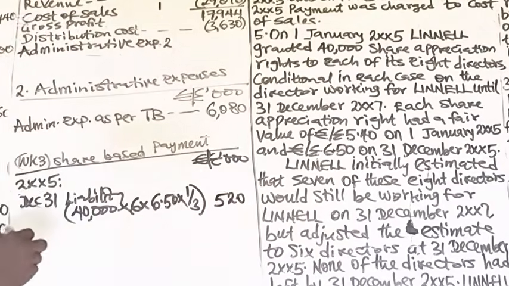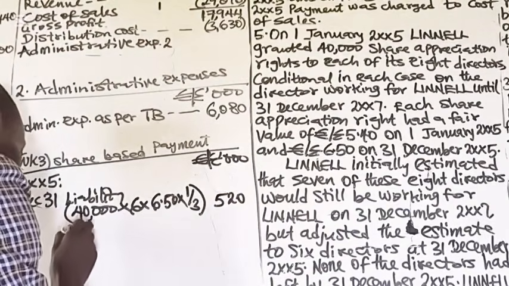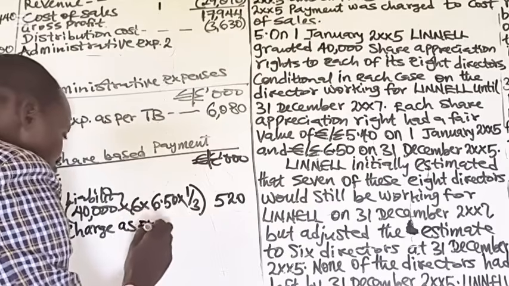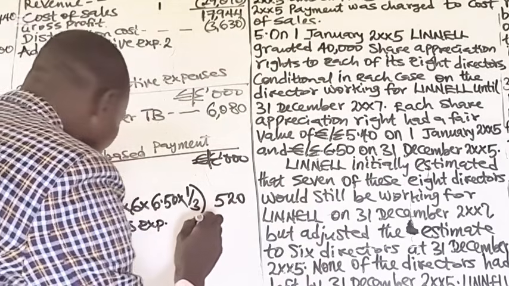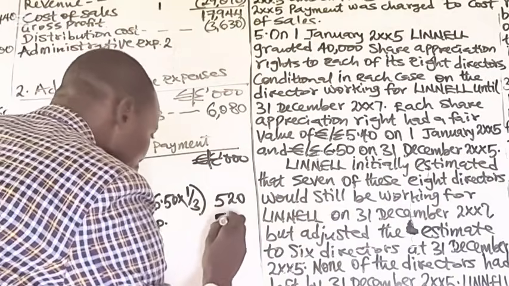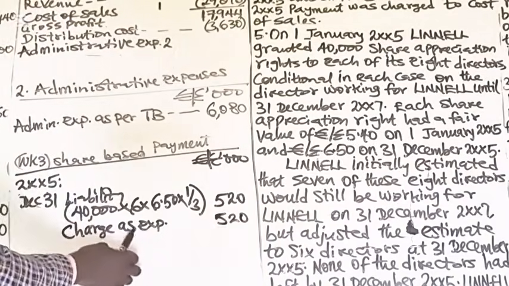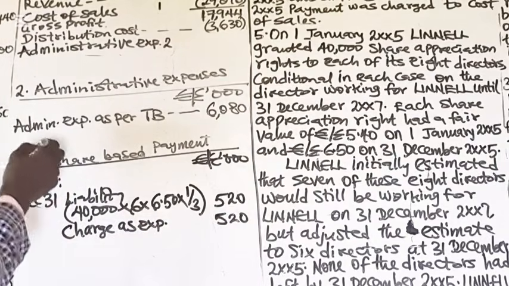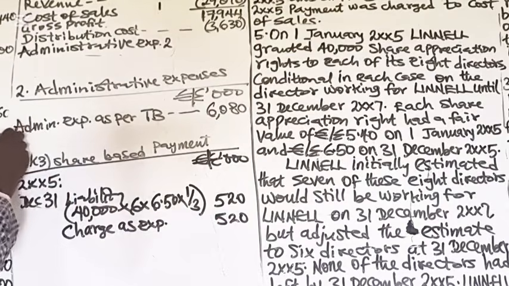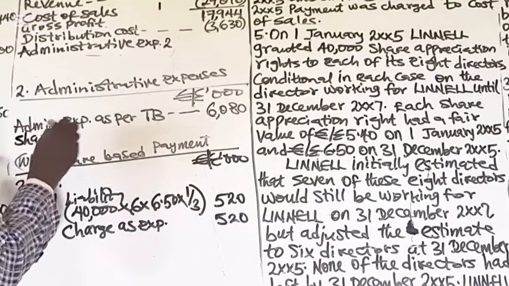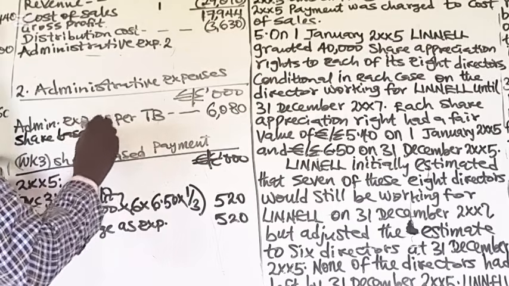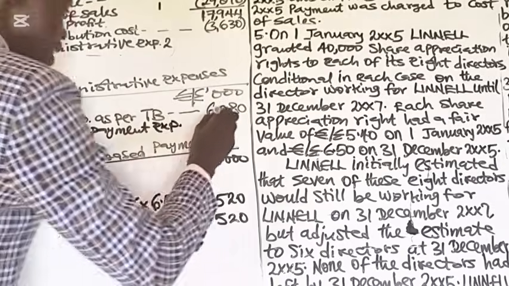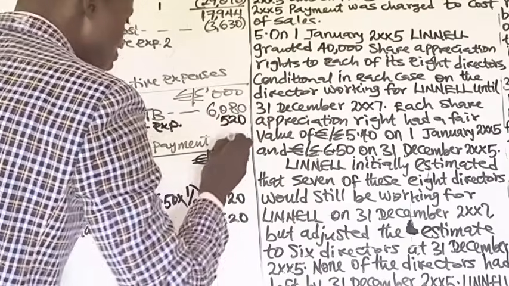The amount that will be charged as expense for that year will equally be 520,000. So we will debit the expenses with 520 and credit liability with 520. So in administrative expenses, we have the share-based payment expense, and that amounted to 520,000.